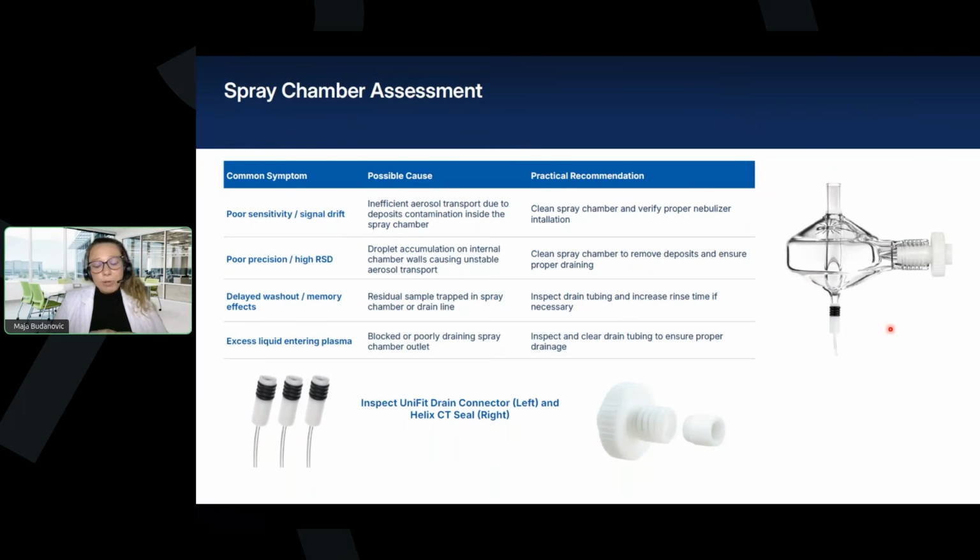And if you experience any delayed washout or memory effects with some elements, sample may have remained in the spray chamber or in the drain line. In this case, it is important to inspect the drain tubing and maybe consider increasing the rinse time. Another thing that can happen is excess liquid entering the plasma. This can happen if the spray chamber outlet is blocked or the drainage is not working properly.